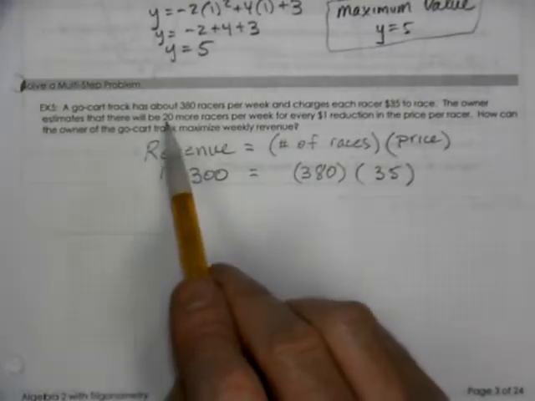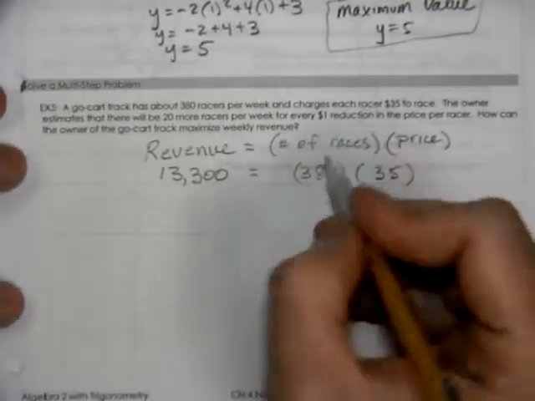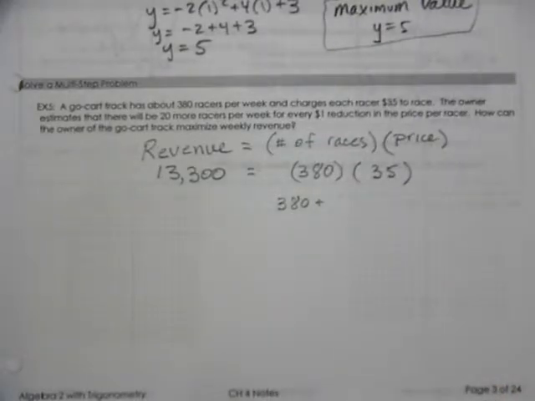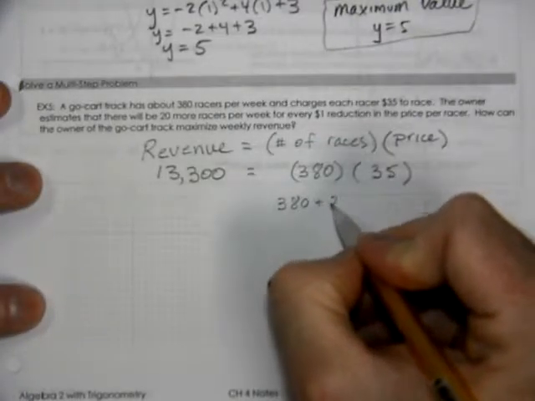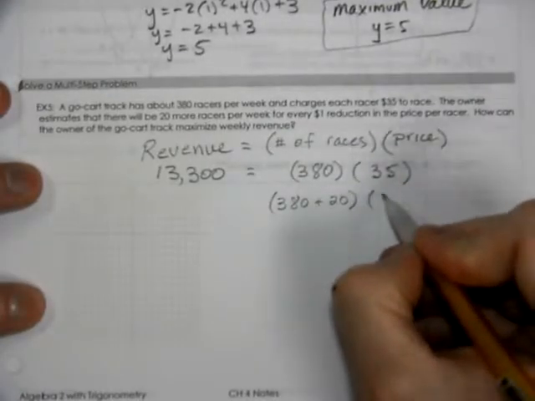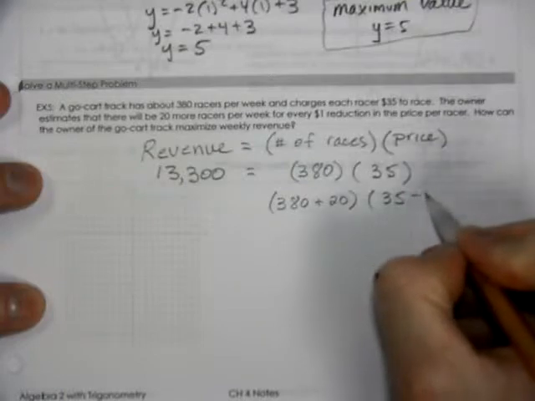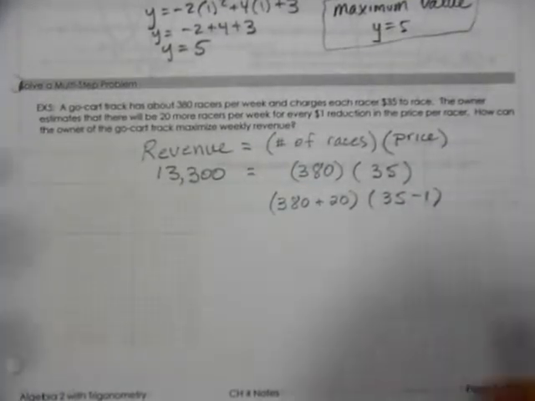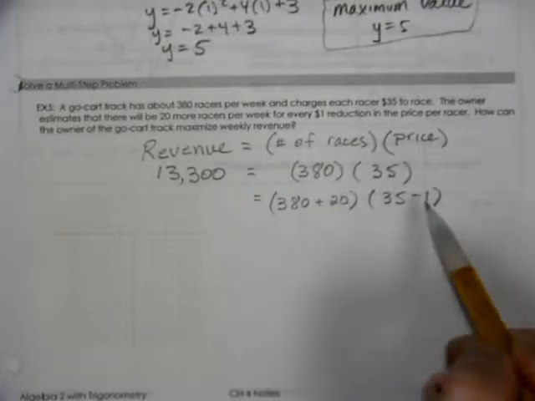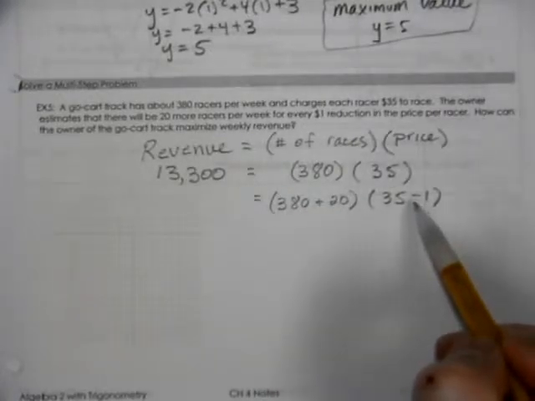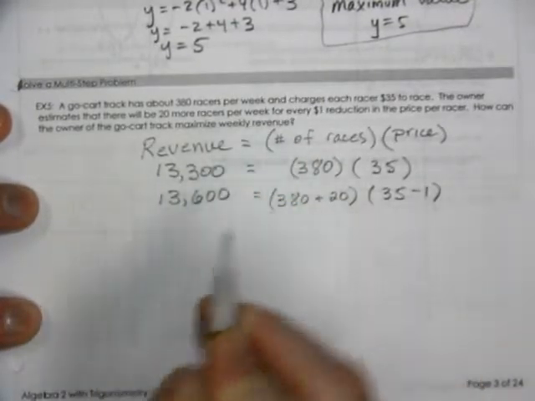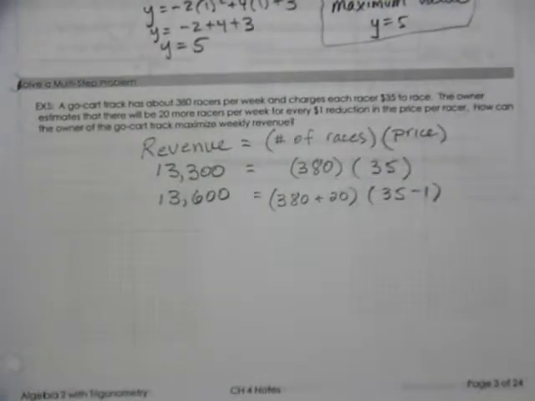Now, we said that we were going to get 20 more racers. We expect to get 20 more racers if we take our price and subtract 1. So essentially we have 400 times 34, and we're going to get a price a little bit more than what we had previously. So we have a higher revenue.